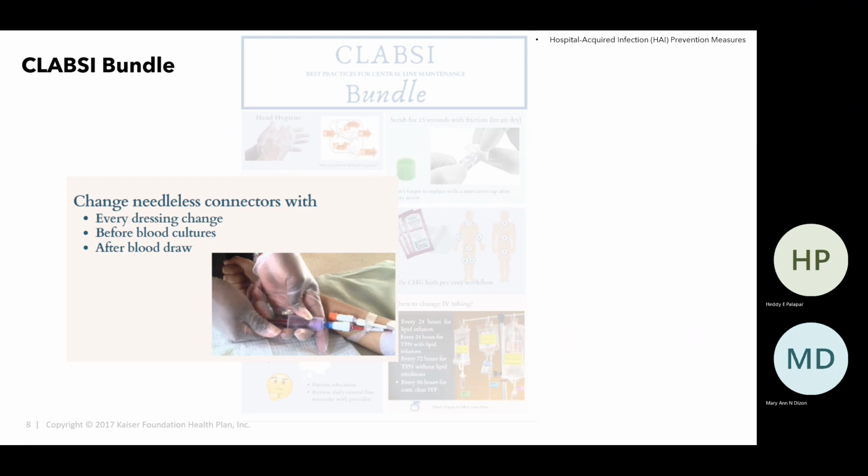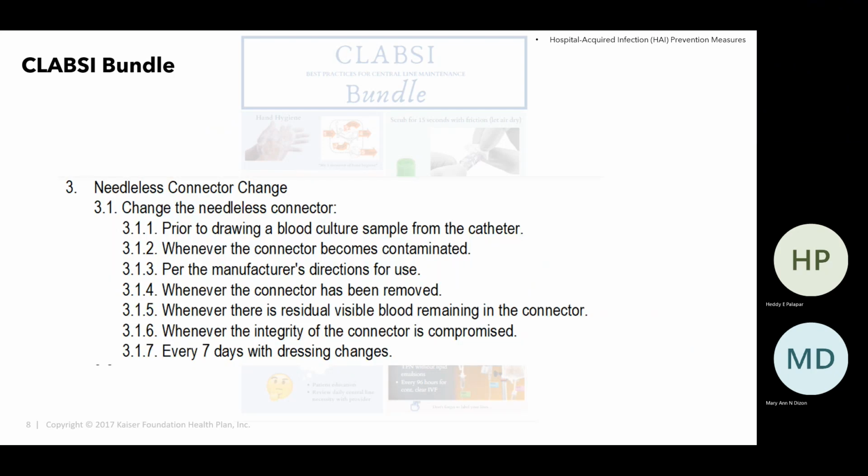Needleless connectors carry significant risks of bloodstream infections. Thus, evidence-based practice supports that changing the needleless connector under the following clinical scenarios reduces the rates of central line associated bloodstream infection. It is the RN's responsibility to change the needleless connector prior to drawing blood cultures from this catheter, which eliminates the risk of false positive cases.